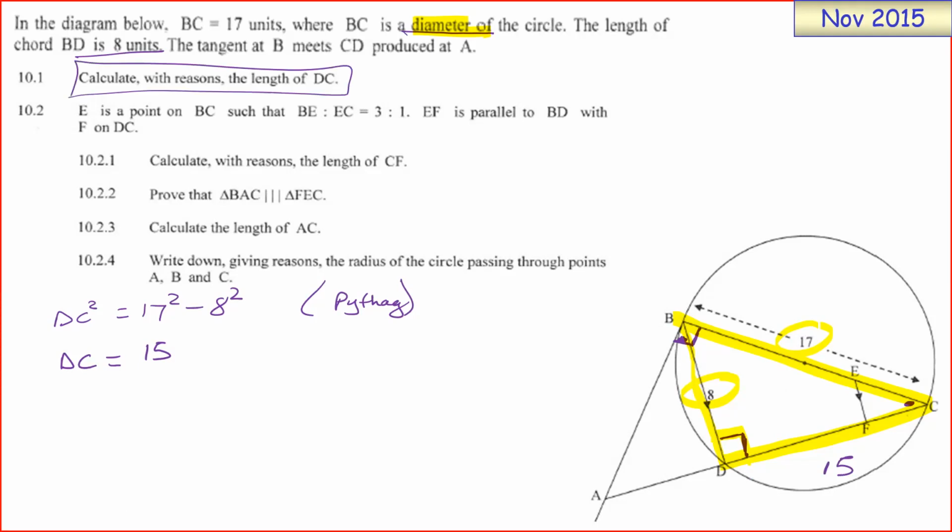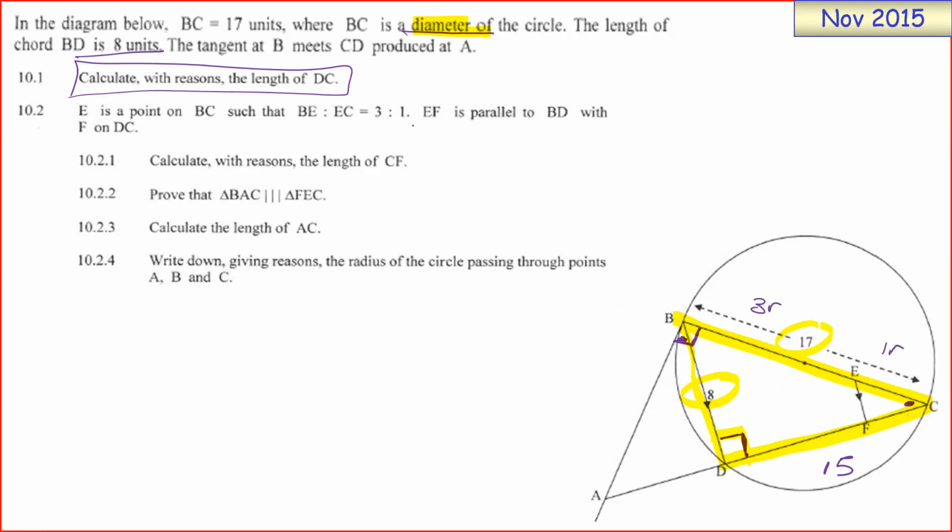Let's go to the next question. It says, E is a point on BC such that we have a ratio of BE is to EC. And what is the ratio? BE is to EC, it's 3 is to 1. I'm writing 3R and 1R because it's not 3. It's in a ratio of 3 is to 1. It could have been 6 is to 2. You with me?